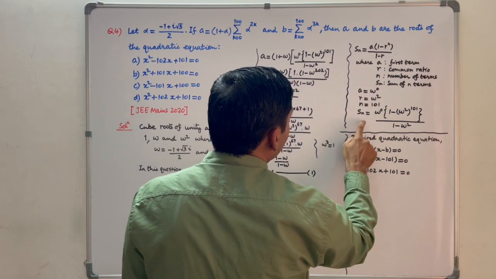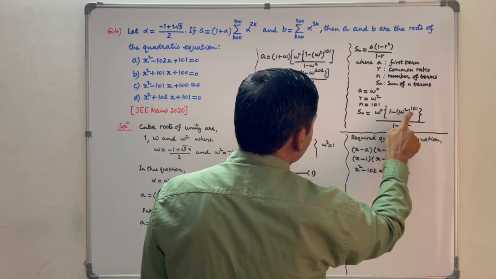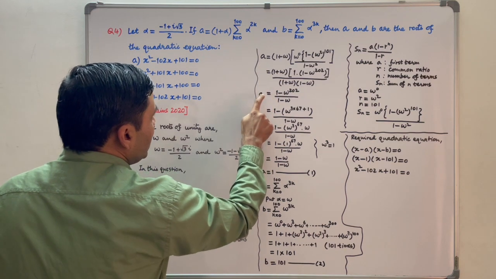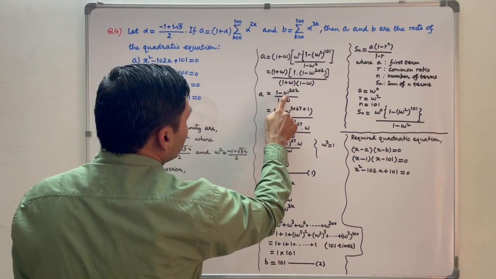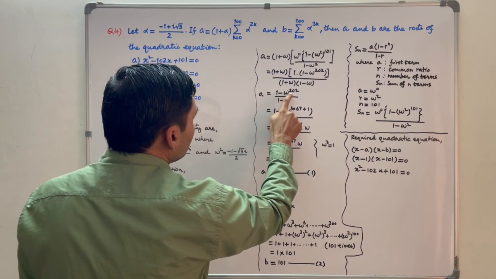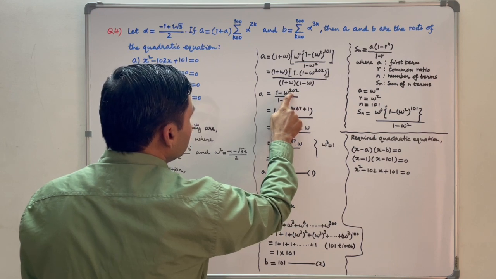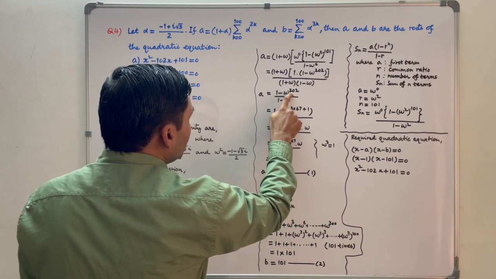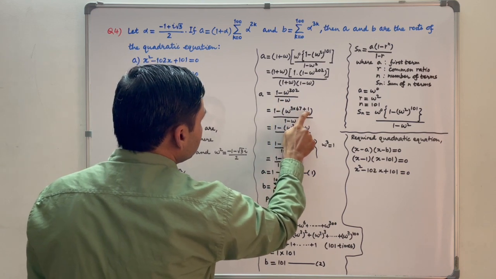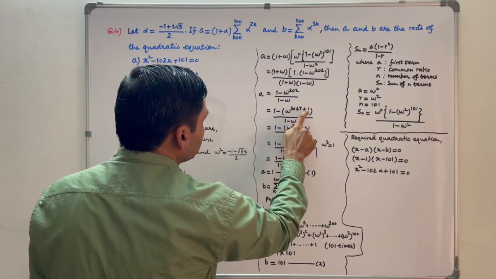So Sn is equal to omega to power 0 into 1 minus omega square to power 101 upon 1 minus omega square. So after simplification, A is equal to 1 minus omega to power 202 upon 1 minus omega. Now we can write omega to power 202 in terms of omega cube, because we know omega cube is equal to 1. So divide 202 by 3. We get 67 as quotient and 1 as remainder. So 202 can be written as 3 into 67 plus 1.